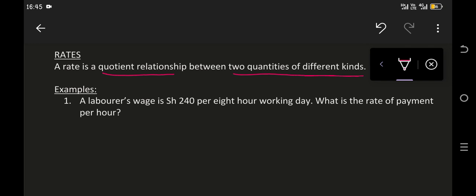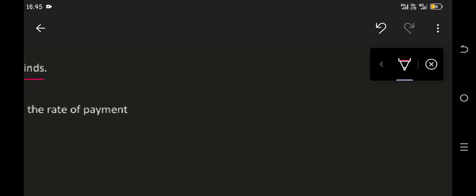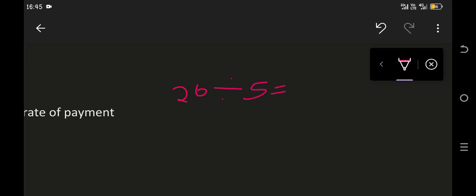Now, what is a quotient? Let us look at the meaning of the word quotient. A quotient is that answer you get when you divide two numbers. Let us say that you take 20 divide by 5. What are you going to get? 4. 4 is referred to as the quotient.